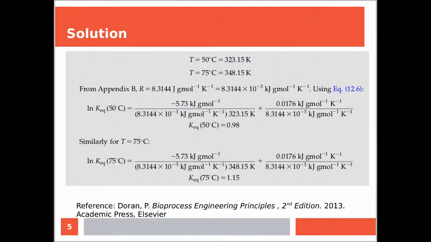Now, the solution. From the given, the temperatures are in degrees Celsius, and most of our thermodynamic calculations use Kelvin, so we need to adjust our units accordingly. So, convert the degrees Celsius to Kelvin. At 50 degrees Celsius, we have 323.15 Kelvin, and at 75 degrees Celsius, we have 348.15 Kelvin.